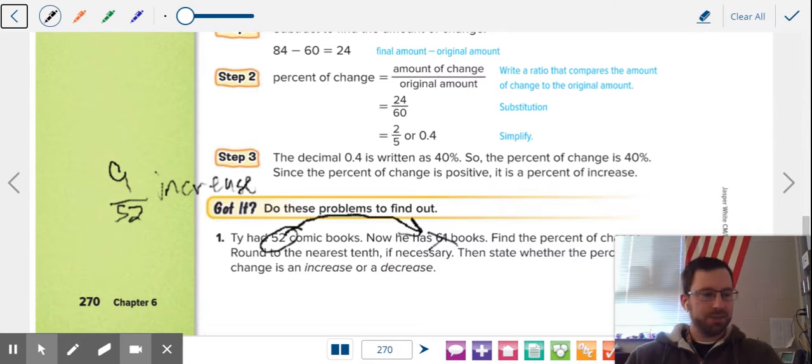I forgot where I put my regular calculator. Grab another one out of here. Every math teacher has like a million calculators, so no shortage of supply.